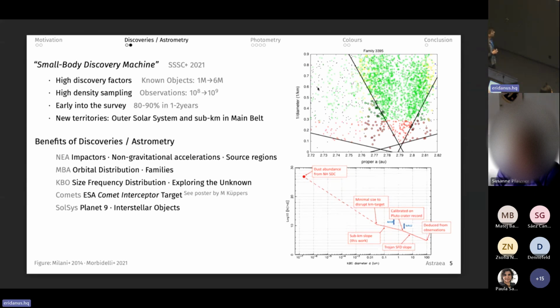Then we have the comets. Some people in the room might consider this the most important science contribution of LSST, which is the identification of the ESO Comet Interceptor target. Any comet that LSST will identify will immediately trigger these follow-up investigations and possibly observations as well. Michael Küppers has a post on that you can have a look at.